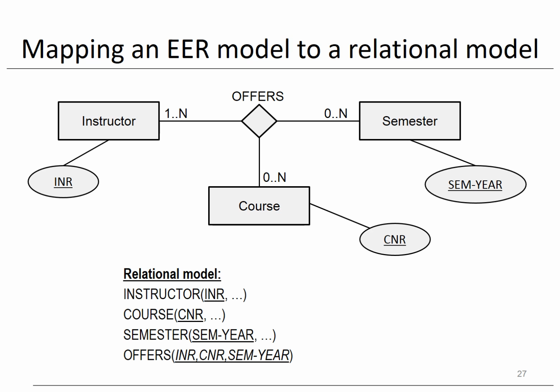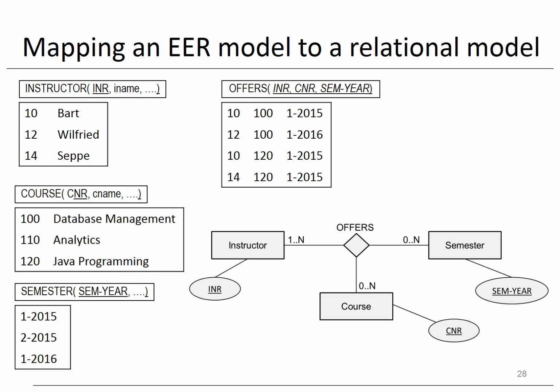Let's now have a look at the cardinalities. Here you can see some example tuples. Note that the course number 110, Analytics, is not offered during any semester. Some other courses are not offered in all semesters. Hence, the minimum cardinality of 1, stating that during a semester a course should be offered by at least one instructor, cannot be guaranteed by the relational model.